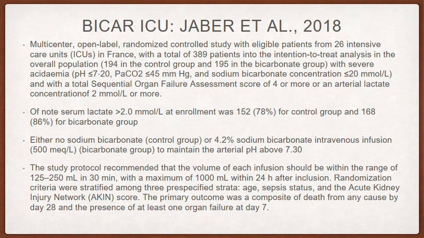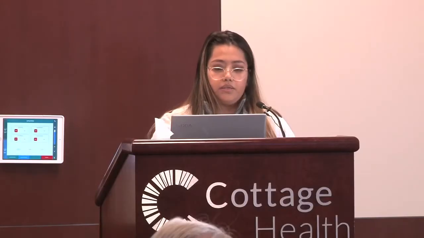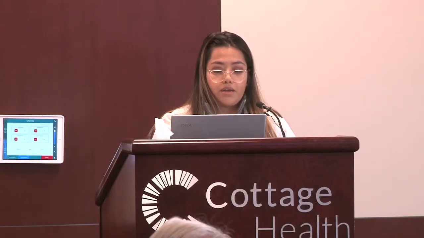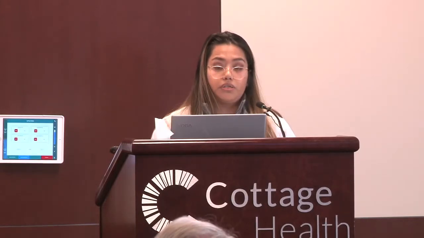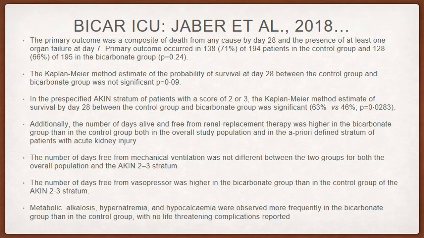The primary outcome was a composite of death from any cause by day 28 and the presence of at least 1 organ failure. Of note, the protocol for the control group did not have a specific control solution to use. The primary outcome was seen in 71% of the control group and 66% of the bicarbonate group, and there was no statistical significance from this. They did a Kaplan-Meier estimate of the probability of survival at day 28 between the control group and the bicarbonate group. That was also not significant.